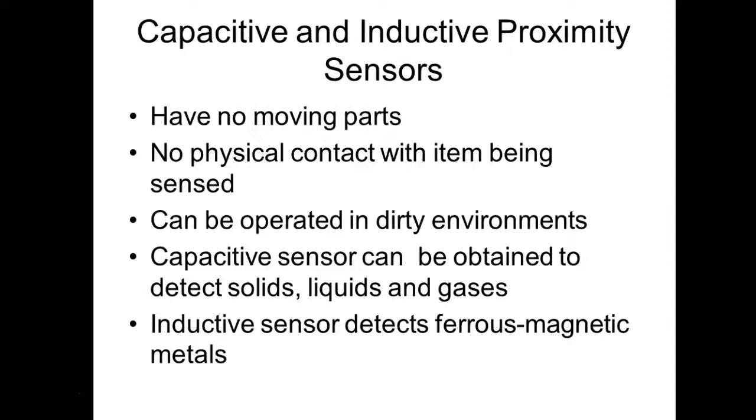Capacitive sensors can do what? They can detect solids and liquids and gases. Inductive sensors can only sense what? Metals. Well, actually, they can sense just about any metal. It's just that aluminum would be harder to sense than steel, because steel has more.